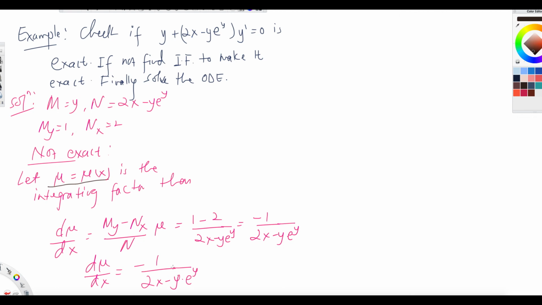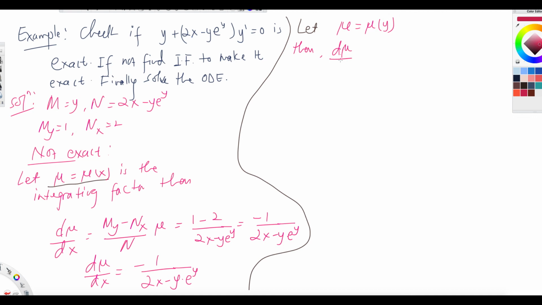So what we do here is, let's stop here and try, let mu equal mu of y. The integrating factor is a function of y. Let us assume that way. If you do that, what is the equation that I wrote? I wrote the equation as d mu over dy equals n sub x minus m sub y over m times mu, right?